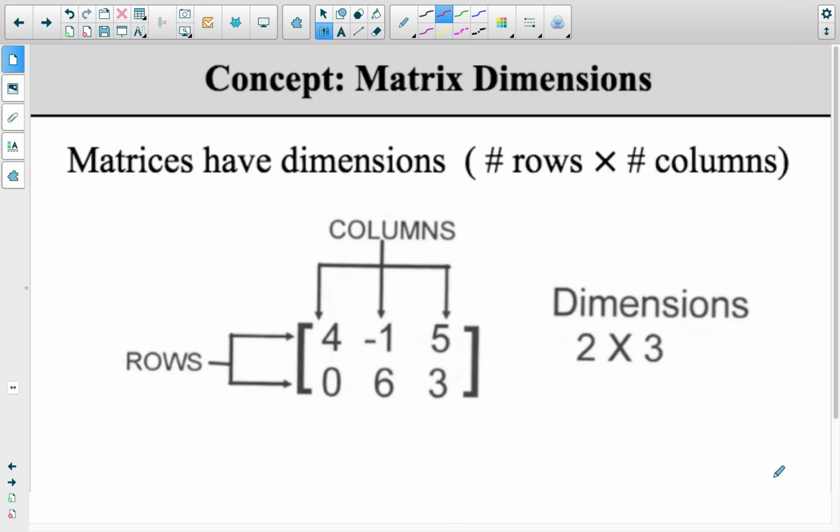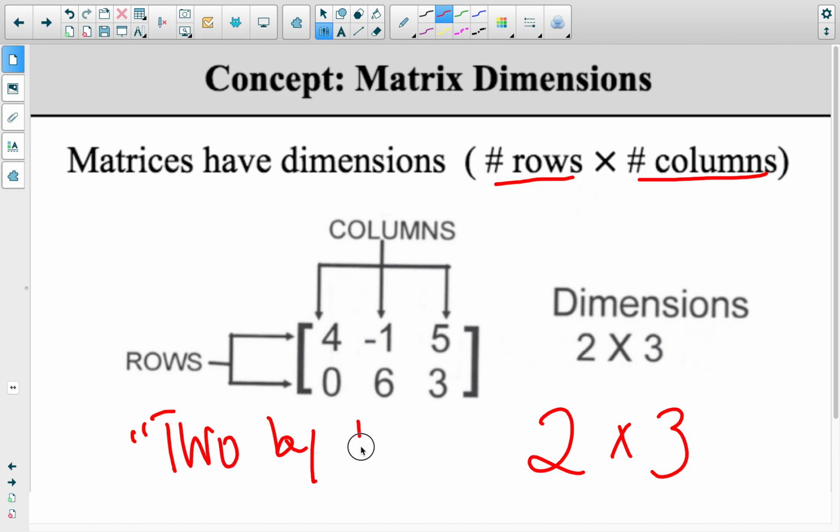Intro to matrices, and so let's get into this concept. I don't want to take too long. This is going to be pretty straightforward. The big idea I want you to take away is that matrices have dimensions, rows by columns. This matrix, for example, has 2 rows and 3 columns, so its dimensions would be a 2 by 3 matrix. You would say 2 by 3, rows by columns. It's always rows by columns.